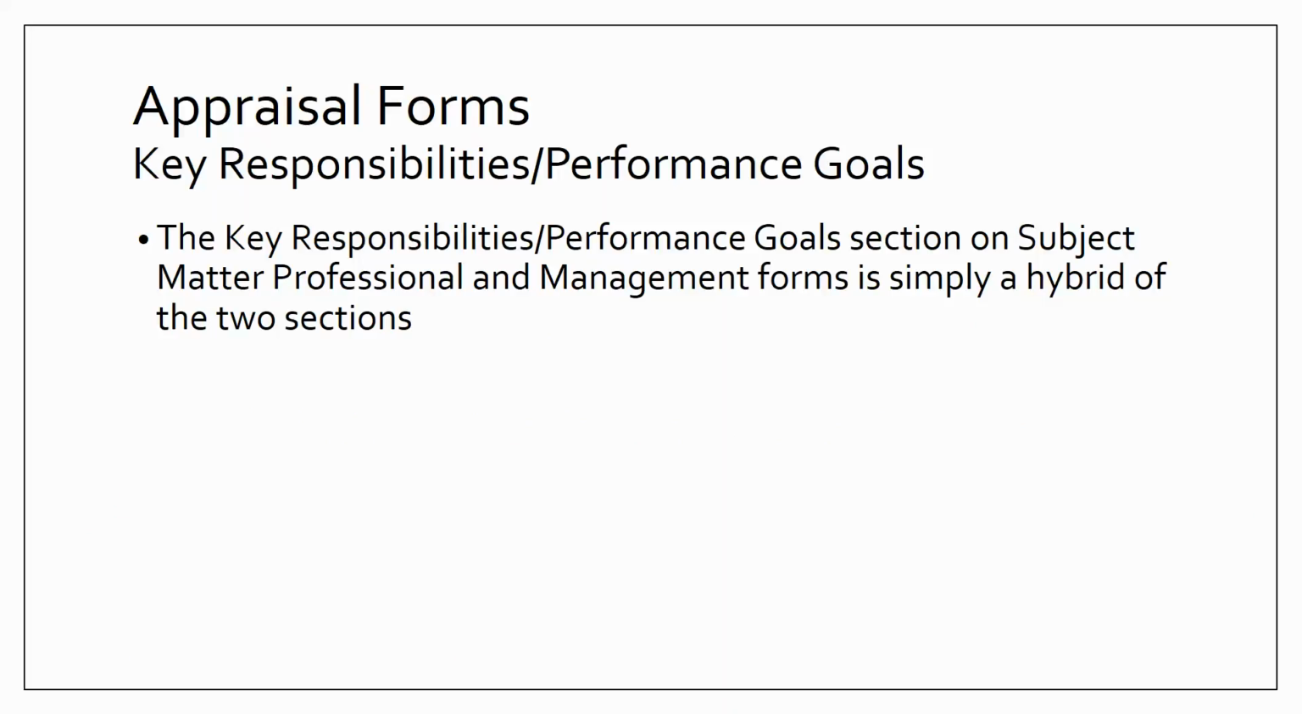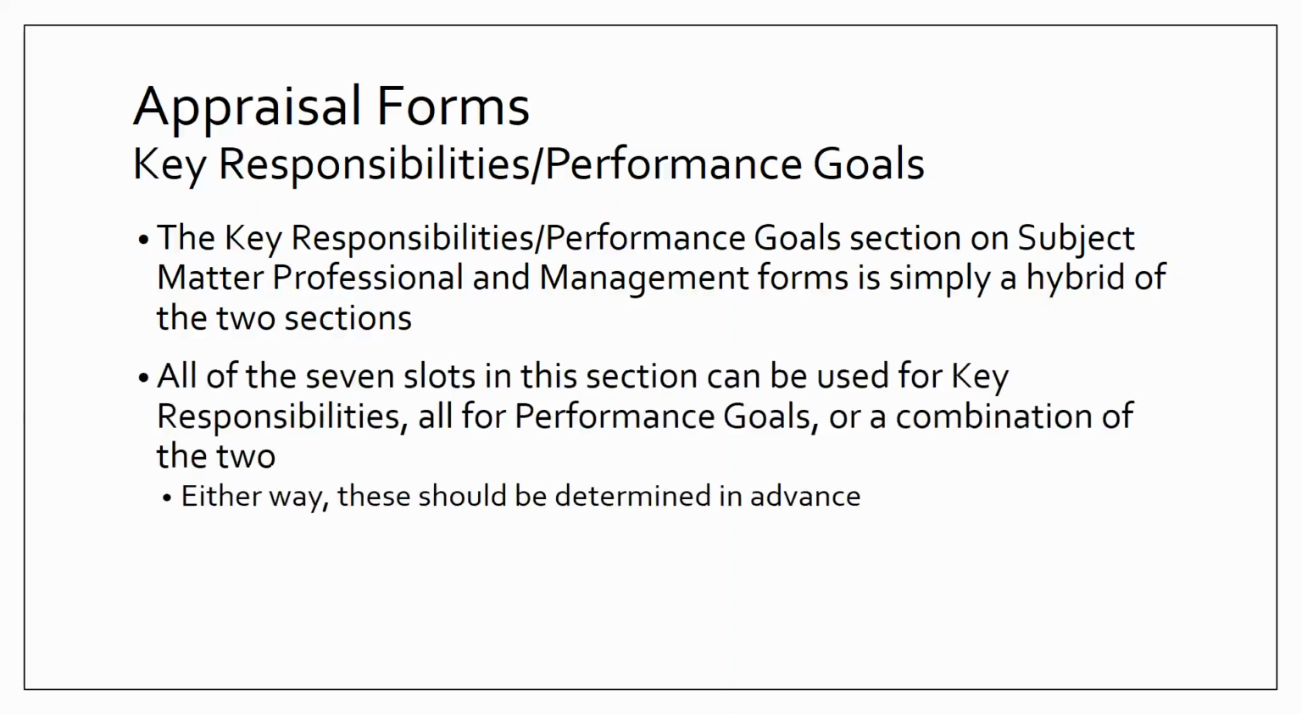Key responsibilities/performance goals section is simply a hybrid of the two sections. This section is on both the subject matter professional and management forms. It's a flexible section that can be used for all key responsibilities, all performance goals, or a combination of the two. As with the other types of sections on the form, these should be discussed between a manager and employee in advance of the appraisal process.